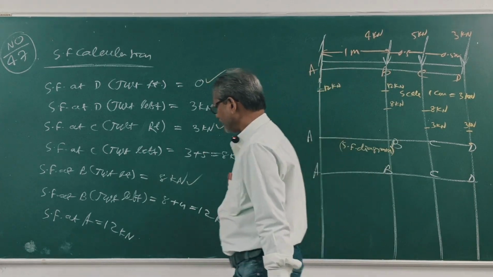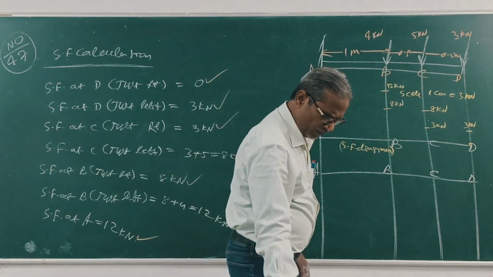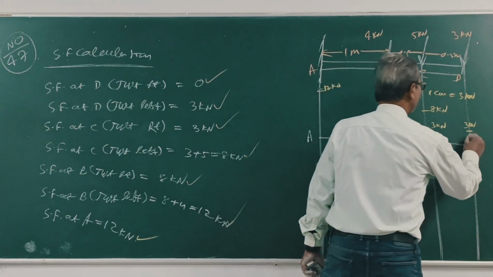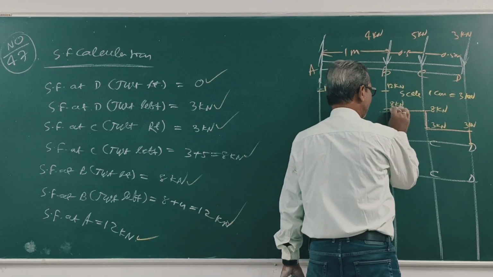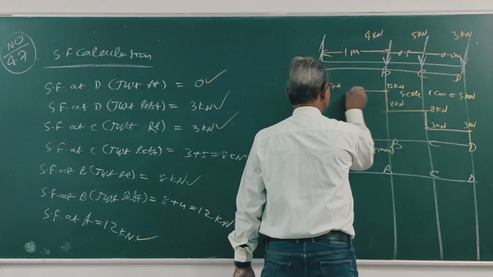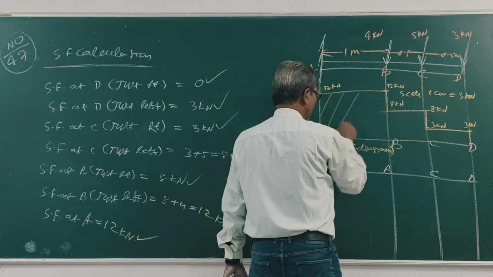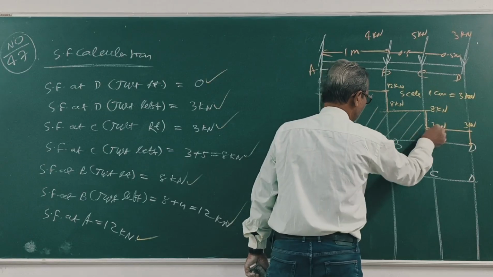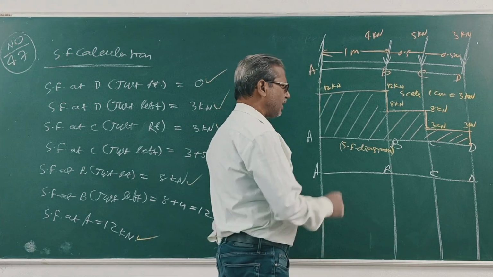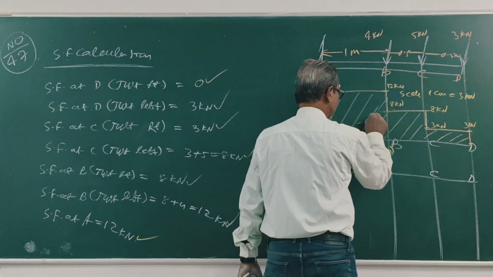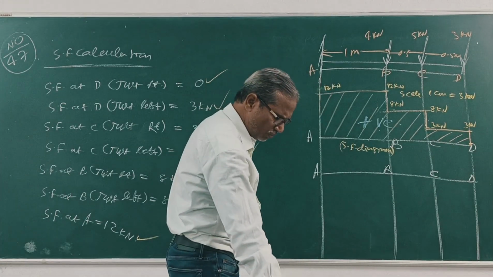Clear? Now join all the points: 0, 3, 3, 8, 12, 12. Clear? All are positive, so all are above the baseline. Now, bending moment calculation.